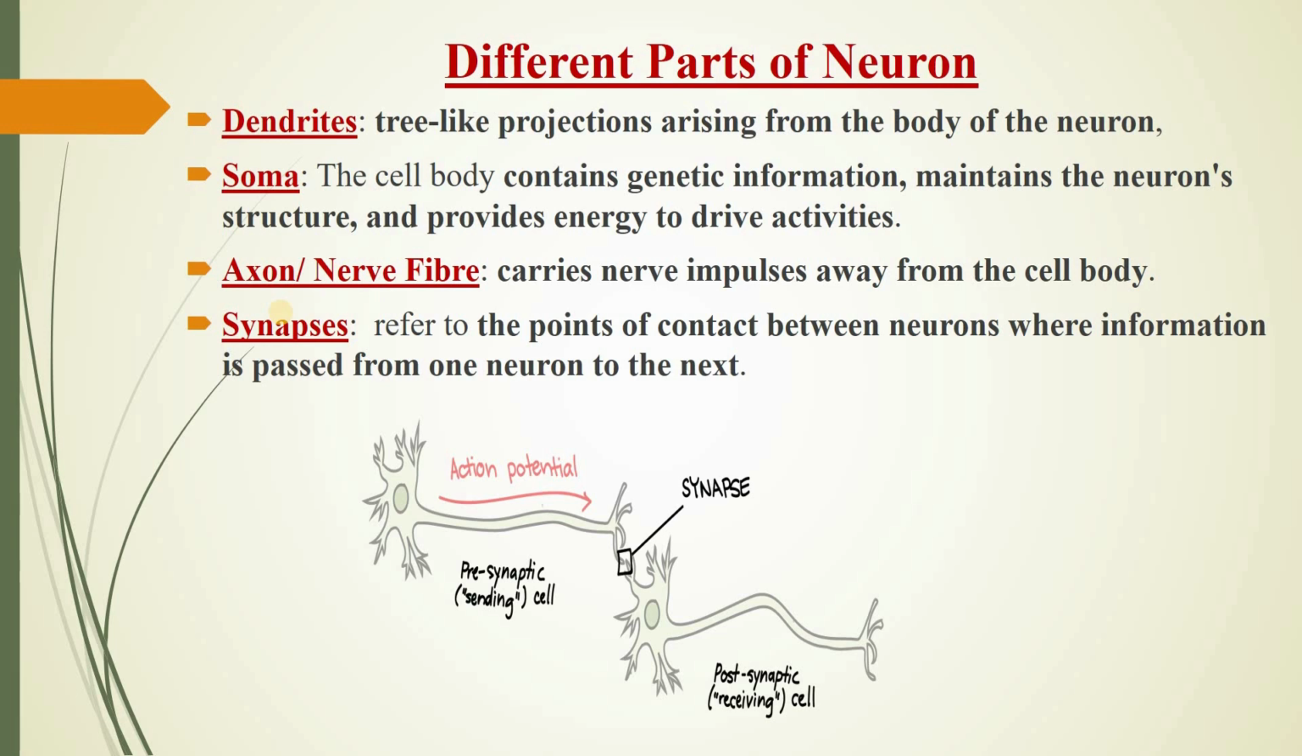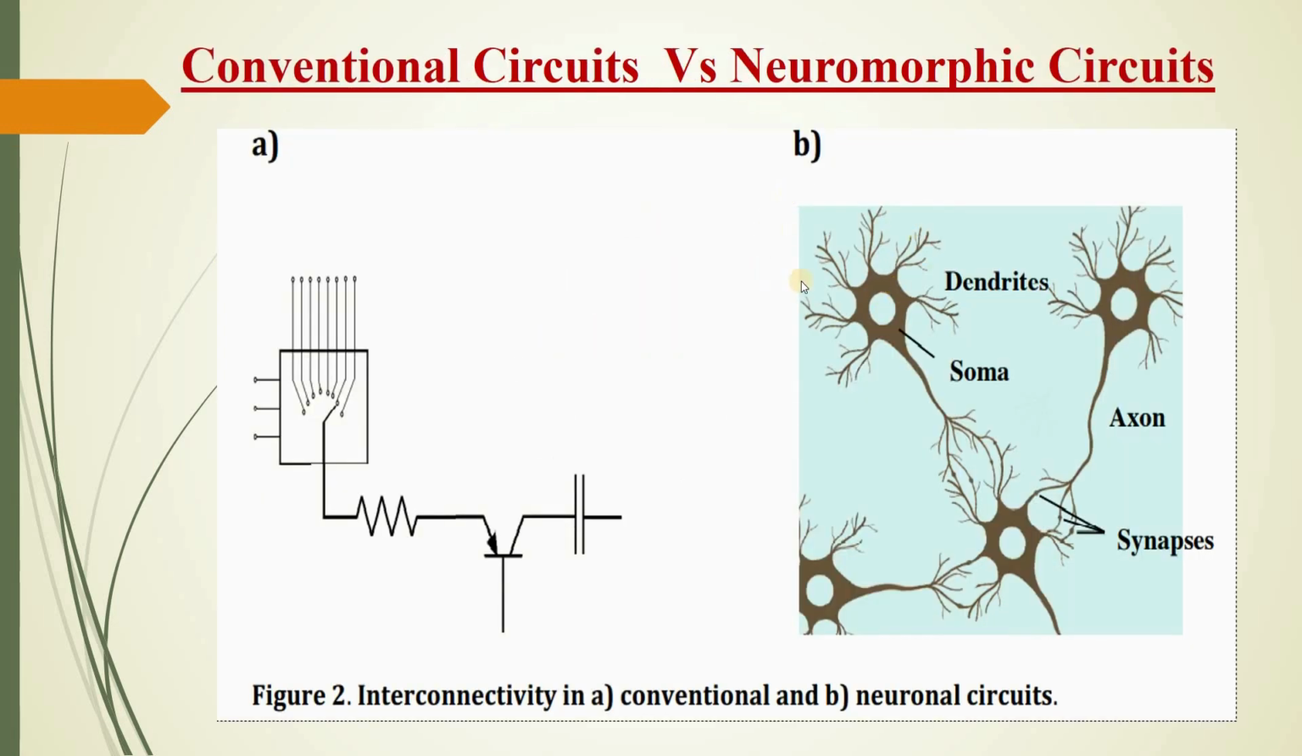And the next one is the synapses. It refers to the point of contact between two neurons. So observe here, it is one neuron, it is another neuron. The synapse is the point of contact between the two neurons. That means it will connect two neurons. That's the specialty of the synapse. So these are the parts present in the neuron. So we have to build this kind of complex architecture.